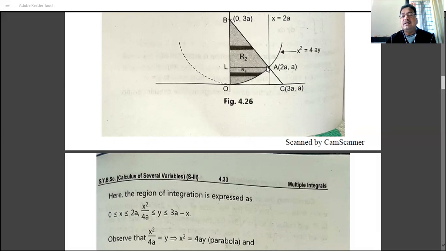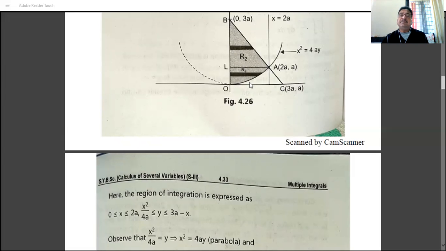Now in the region R1, if you move this strip from this point to this point, both ends touch a unique curve. That is, this end touches this line and this end touches this parabola. And in region R2, if you take the strip parallel to the x-axis and move it from point L to point B, one end touches the y-axis and the other end touches this straight line.